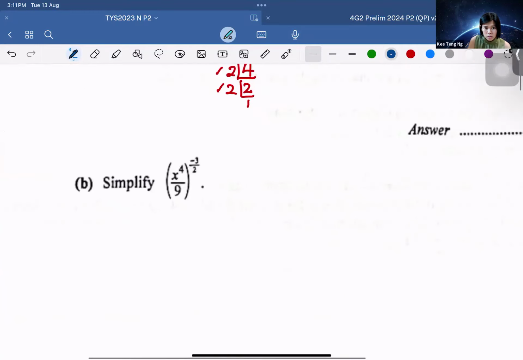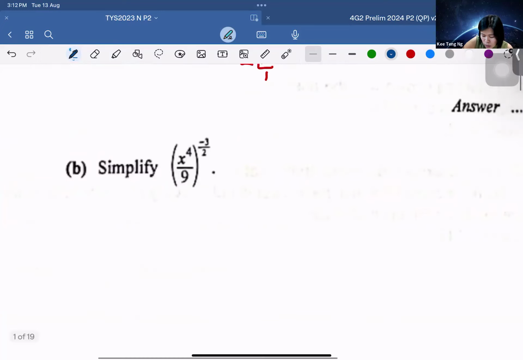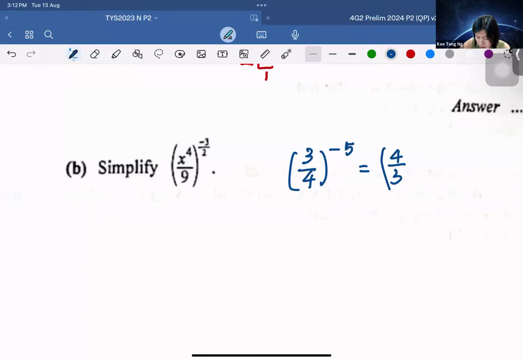Right, next part. This one needs to be expanded very slowly, okay? Now, something to take note of when you have negative power. Let's say I give you 3 over 4 to the power of negative 5. I'm switching the number, flipping this, so it becomes 4 over 3 to the power of positive 5. Notice the power here did not flip fraction. The one that flips is the base, this part over here that needs to flip the fraction.